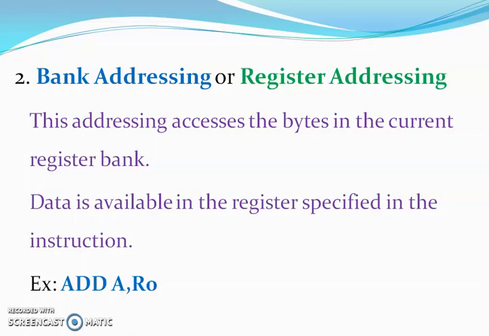Now consider the example: add a, R0. So it means that one of our operands will be stored in register R0. So for completion of this instruction, we have to get the operand from register R0. The other operand will be present in the accumulator. Both have to be added together. So here the point is that the data will be residing in one of the registers.